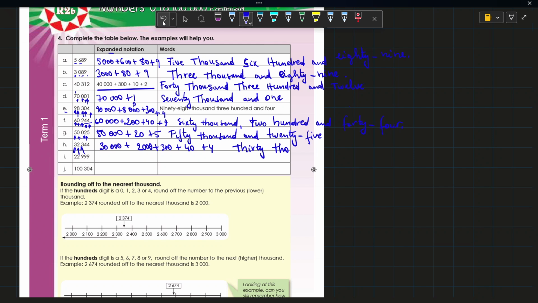Well, it's going to be 32 thousand, and then we have 300 and 44, right?